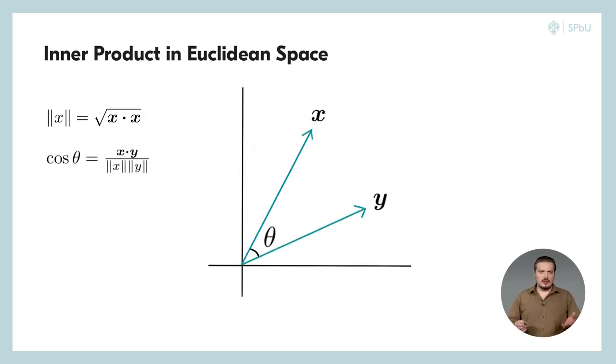Second, if we calculate the dot product of two normalized vectors, the result equals the cosine of the angle between them. And this allows us to perform a very simple orthogonality test. If the dot product of two vectors is 0, it means that the cosine of the angle between them is 0, and these vectors are mutually orthogonal.